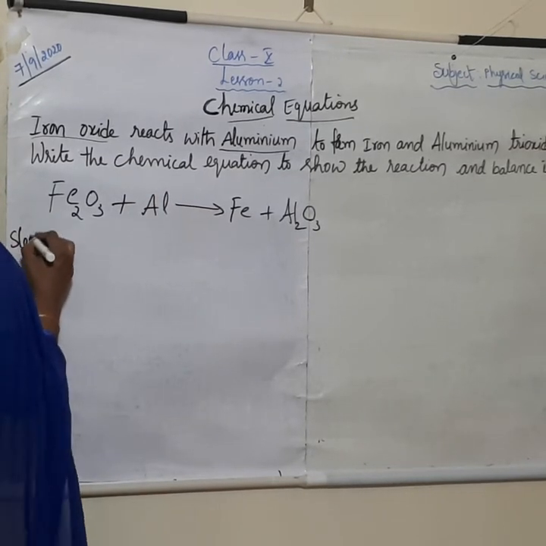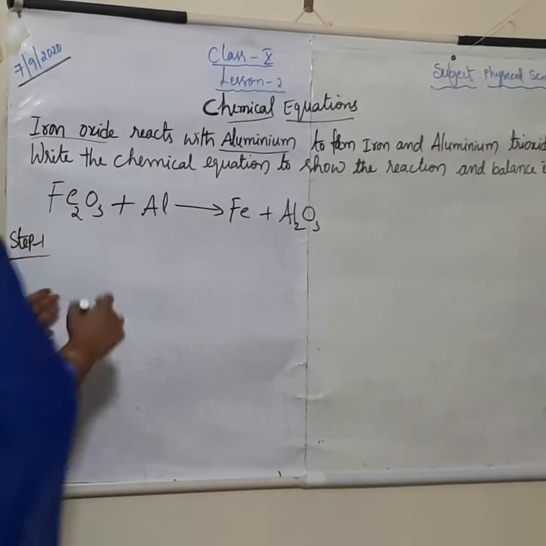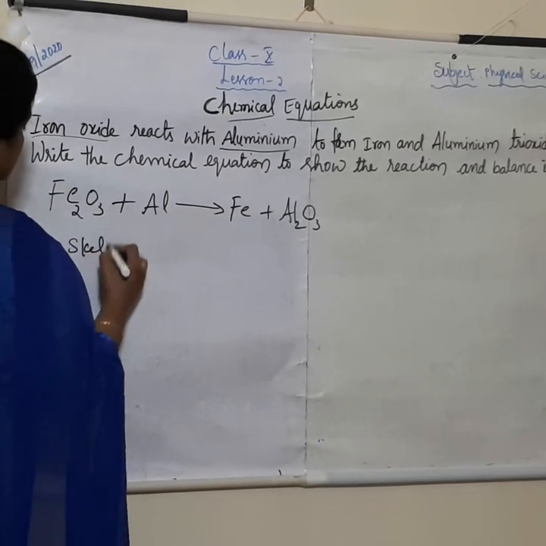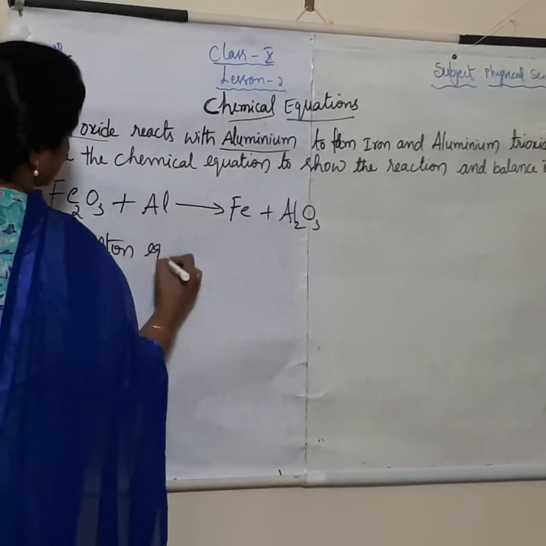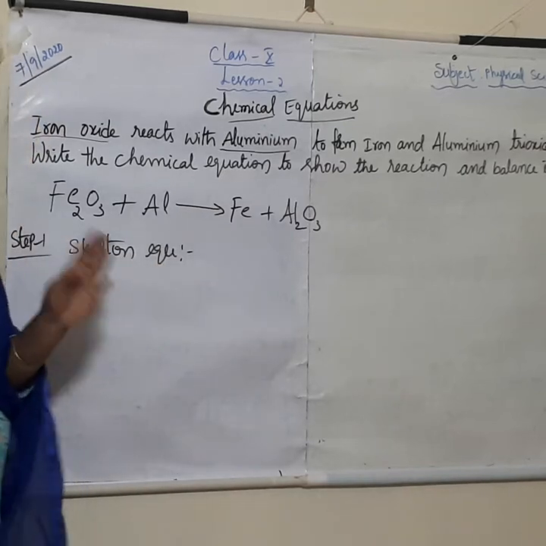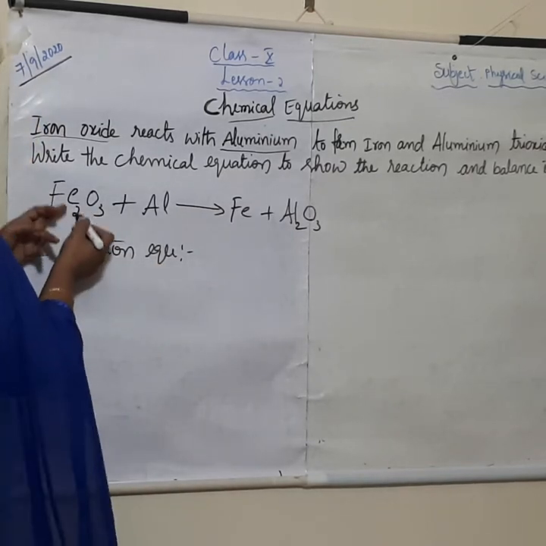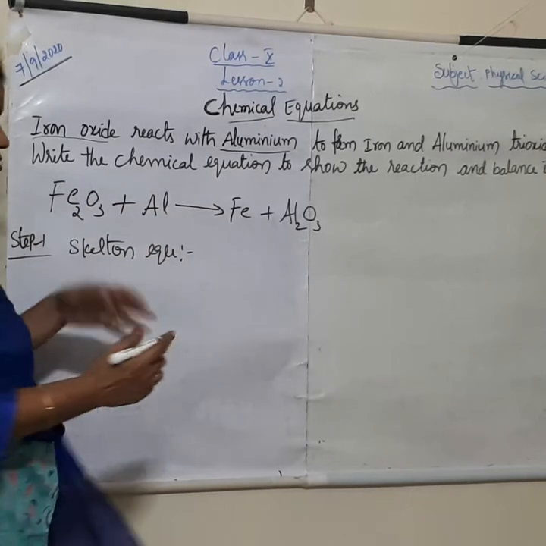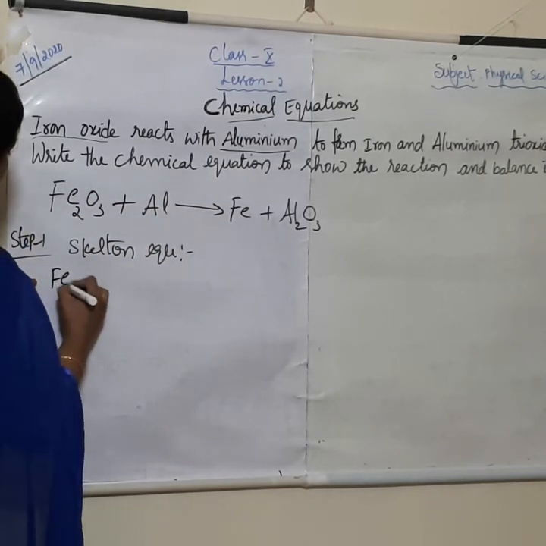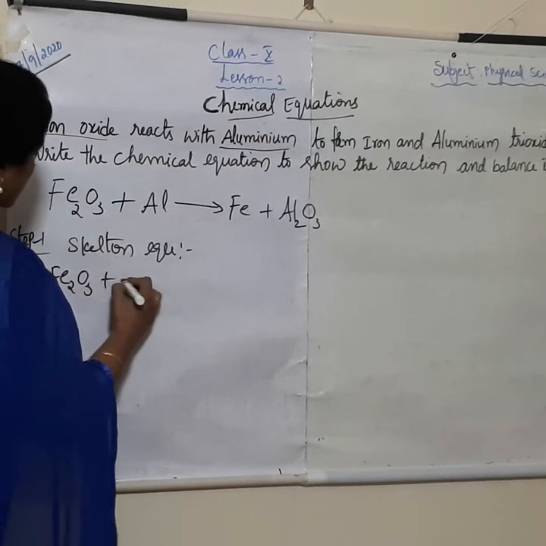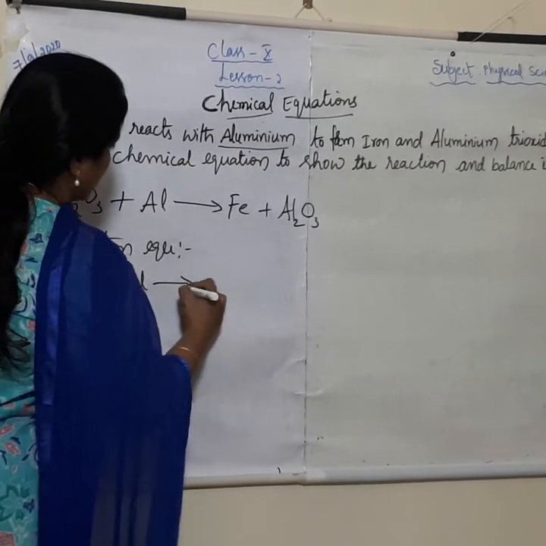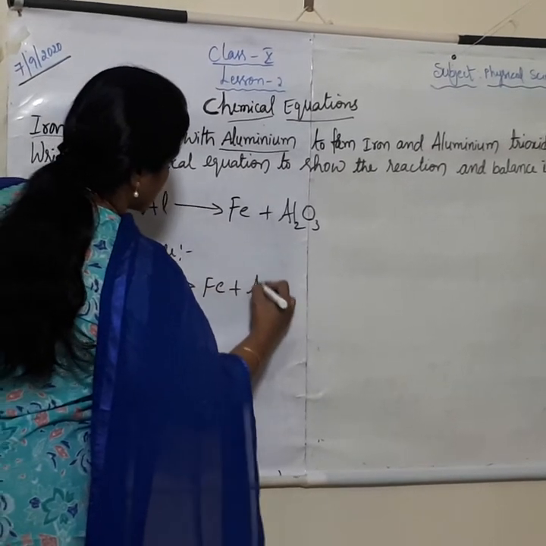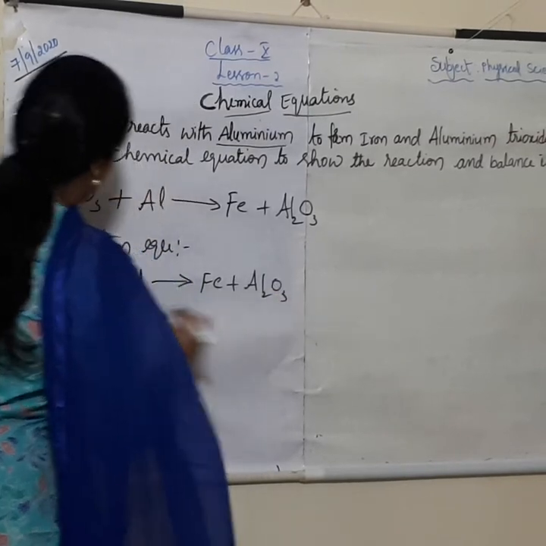Now after writing this, we'll start. Step 1: skeleton equation. What is a skeleton equation? It is the unbalanced one. Here iron is 2, and here how many irons are there? 1. So it is unbalanced. First we'll write it as Fe2O3 plus Al gives Fe plus Al2O3.